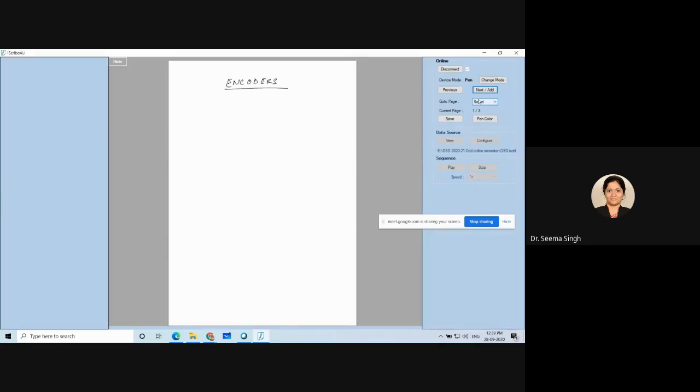Okay. So encoder is just the opposite of it. It will have more inputs and less outputs. So if you just see the block diagram, in decoder you used to have n inputs and 2 to the power n outputs, right? Now you will have just the opposite of that in encoder. You will have 2 to the power n inputs and n outputs. Okay, so it is just the opposite of decoder.